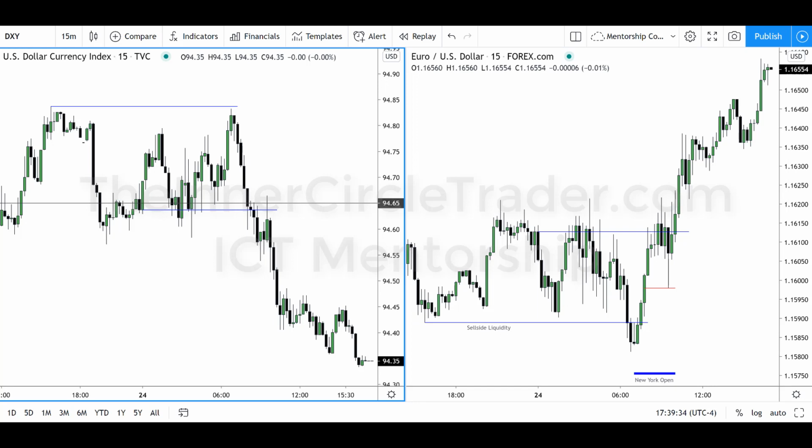All right, so on the left-hand side, we have the dollar index, and I'm going to start with the lower time frames and work our way up. So right away, you can see that we had a run above the short-term high here and did not take out the high here on the 23rd. Okay, so you'll notice that the low on euro did take out that same low.